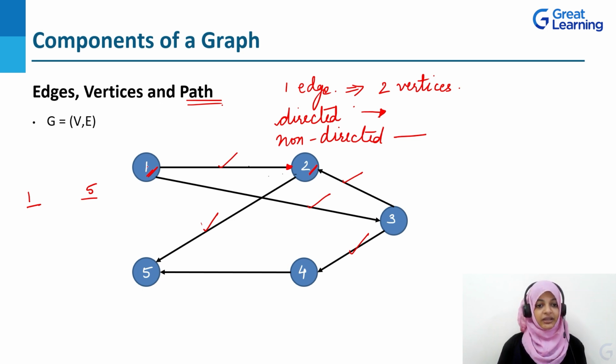We can see that vertex 1 goes to vertex 2, and vertex 2 can go to vertex 5. So we have one path here, vertex 1 to 2 and then from 2 to 5. Similarly, we can go from vertex 1 to vertex 3, from vertex 3 to vertex 4 and from vertex 4 to vertex 5. This is another path. So, in order to go from one particular vertex to another, a graph may have multiple possible paths. Each and every path is such that it will take you from the intended vertex to the destination vertex.